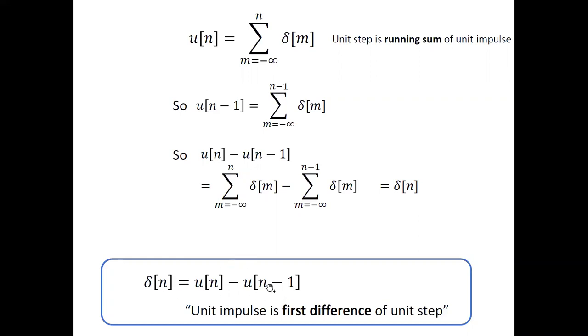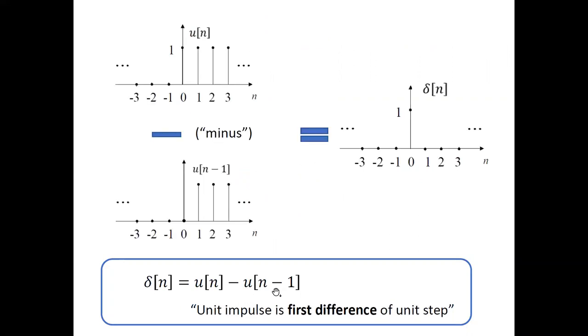Speaking in words, the unit impulse signal is the first difference of the unit step. First difference means we only take the difference between u[n] and u[n-1], the step in front of it, before it. And this relationship has an intuitive explanation.